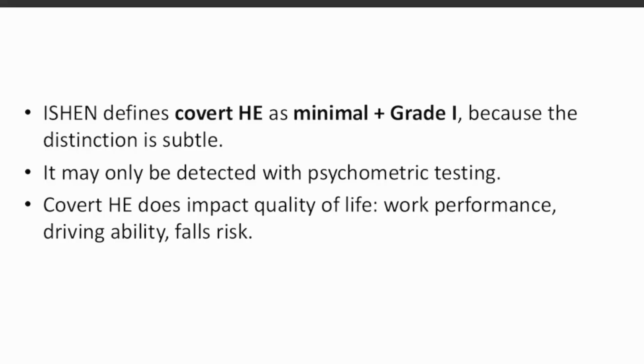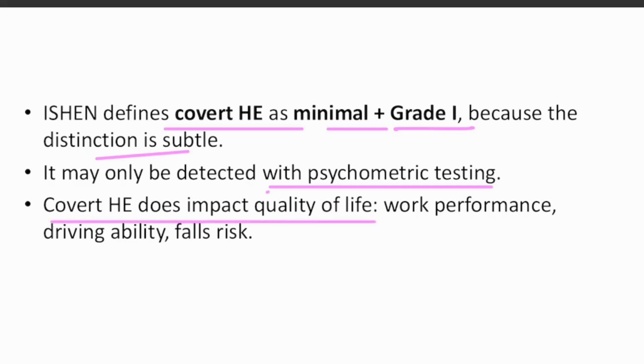The ISHEN defines covert hepatic encephalopathy as minimal grade plus grade 1. The distinction is subtle, detected with psychometric testing sometimes. Covert hepatic encephalopathy does impact the quality of life, work performance, driving ability, and risk of falls. So this is the new term.